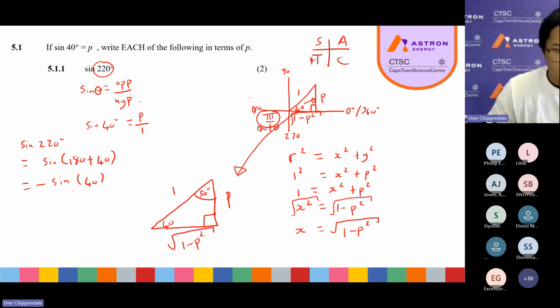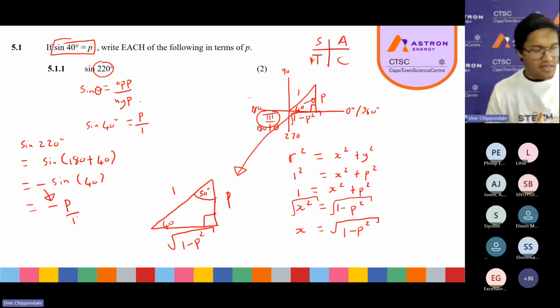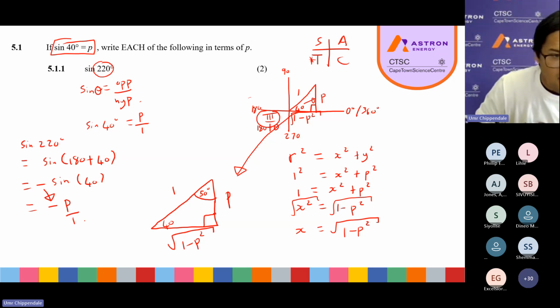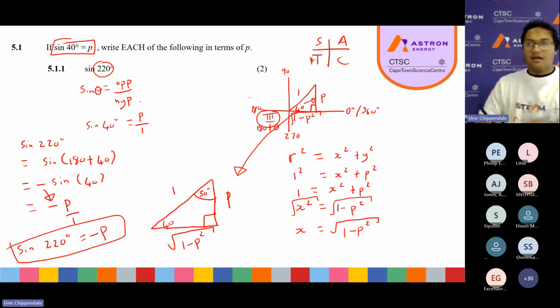So if we look at that, what is negative sine of 40? Well, we already know what sine of 40 is. Sine of 40 is equal to p, but we should not forget our negative. So we write sine of 40 is equal to p, and we do not forget the negative because it comes down over there. Because this is dealing with sine, remember it is negative p over 1. But that's our answer. So your final answer here is sine of 220 degrees is equal to negative p. There we go. And that's how we answer 5.1.1.